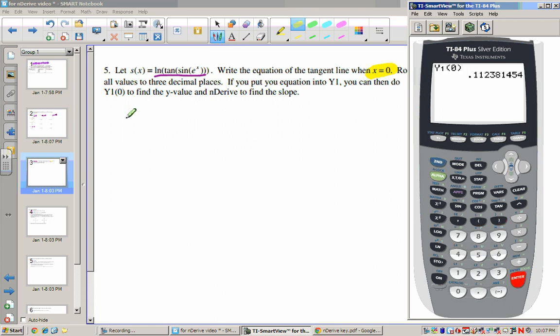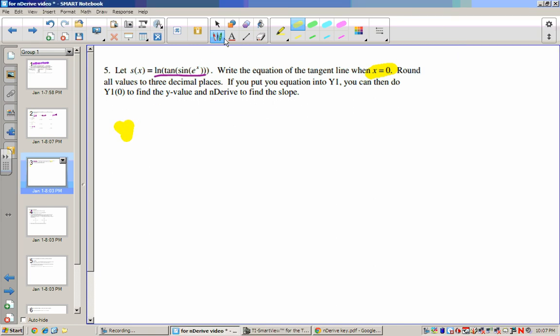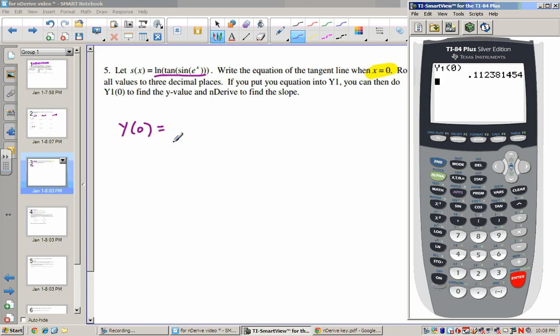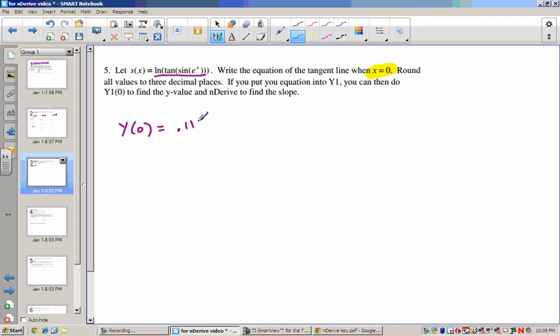And there it is. So I know that, oops, I don't want to be in highlighter. Let's get to a pen. So I know that y at 0 equals, and what was that number? That number is 0.112, rounding to 3 places again.